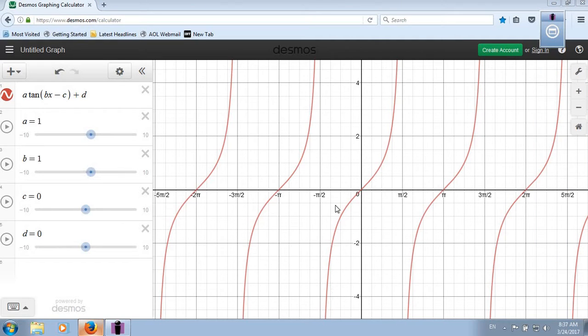As you can see, the tangent graph has a period of only pi units rather than 2 pi, and it has asymptotes, something that we don't have in sine and cosine graphs. It's discontinuous. It's not a continuous function.